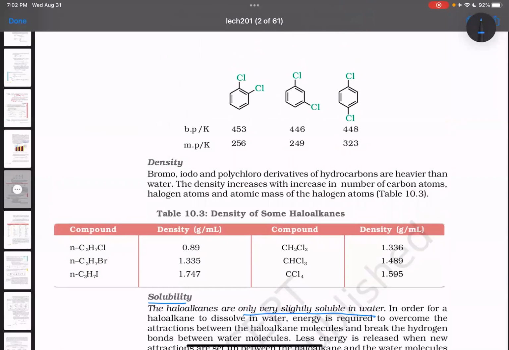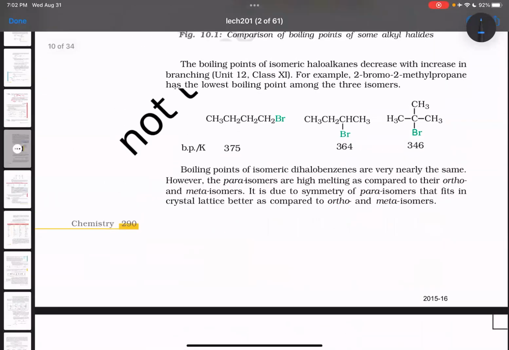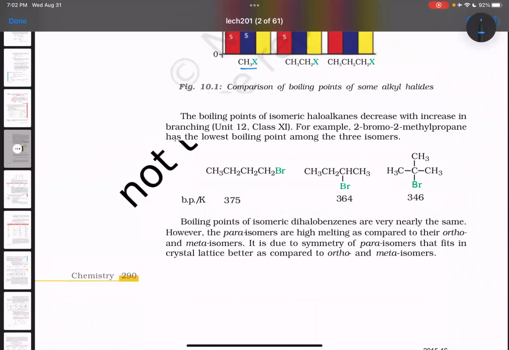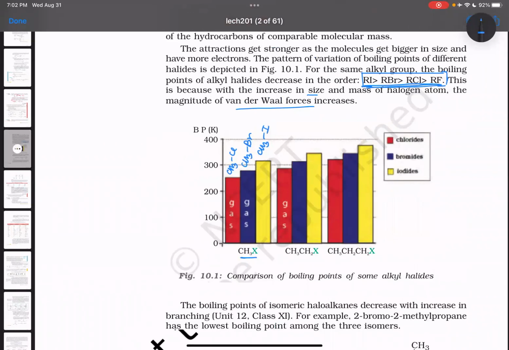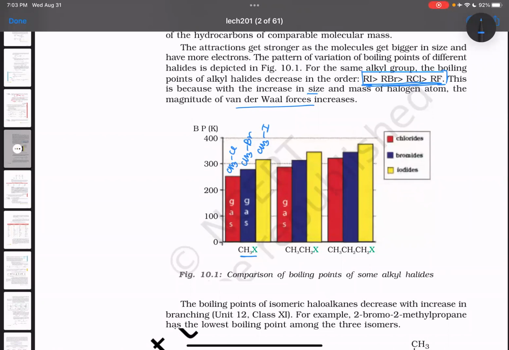The next thing is, suppose for fluoride, chloride, bromide, and iodide, if you have the same alkyl group, as you move from fluorine to chlorine to bromine to iodine, the intermolecular forces are going to increase because of an increase in number of electrons, an increase in mass of the substance. So the boiling point is going to increase. If you have the same carbon group but different halogen, the heavier the halogen, the higher the boiling point, due to increasing van der Waals forces.